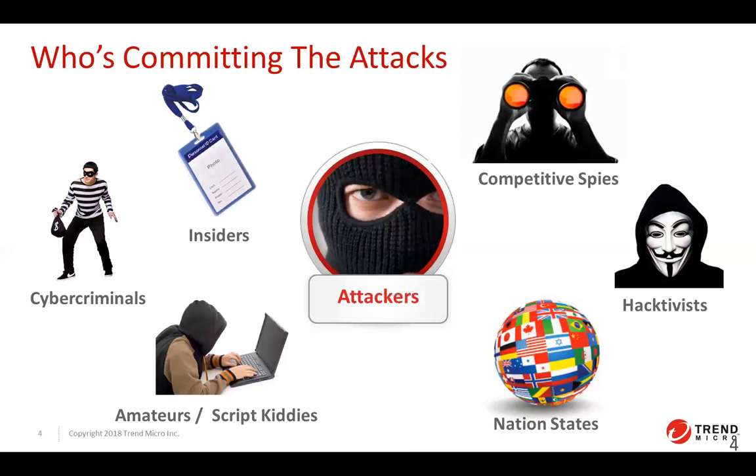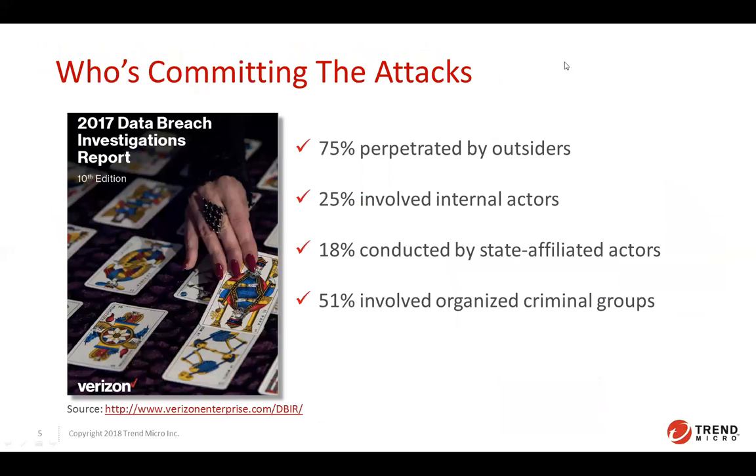So we talked a little bit about that. Verizon every year does their Data Breach Investigations Report, and in 2017, which is their 10th edition, they found who's committing the attacks. 75% of them are perpetrated by outsiders. These are the hackers outside the organization. So 75% of the time, it's going to be from the outside, but 25% is going to involve those internal actors.